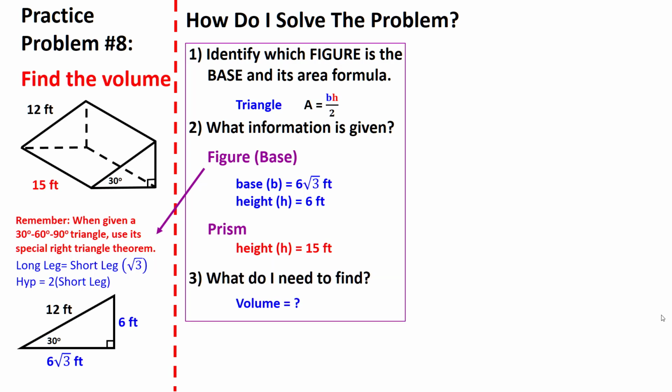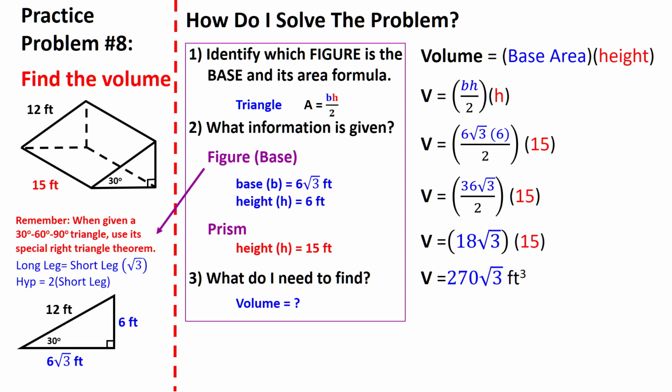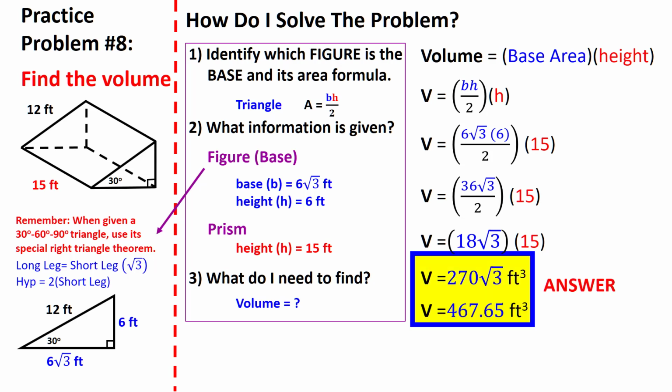Third, I need to find the volume. I always write down the volume formula, base area times height. I use substitution. 6 times 6 equals 36. 36 divided by 2 equals 18. 18 times 15 equals 270. The final answer is 270 radical 3 cubic feet. Or a decimal answer, 467.65 cubic feet.